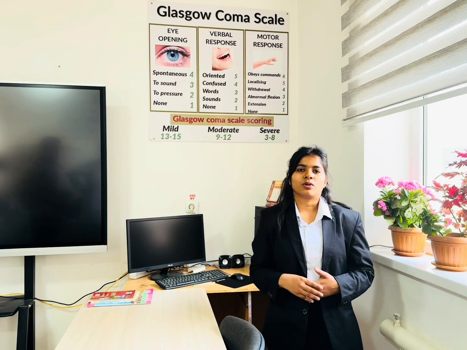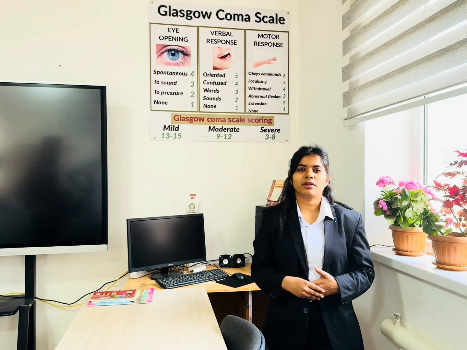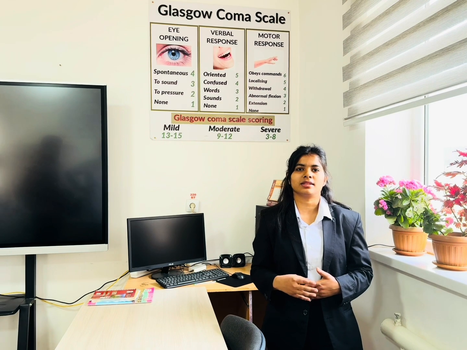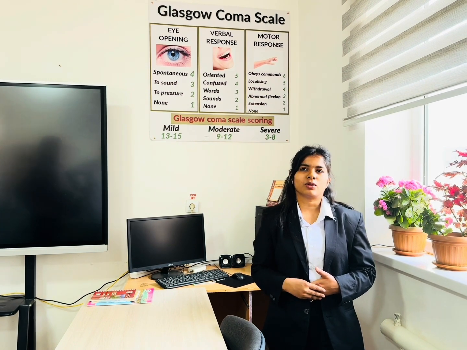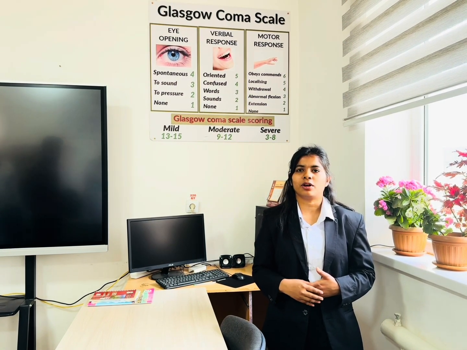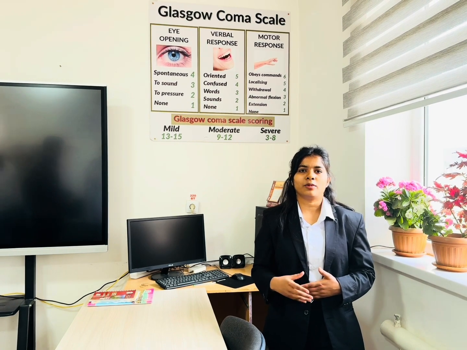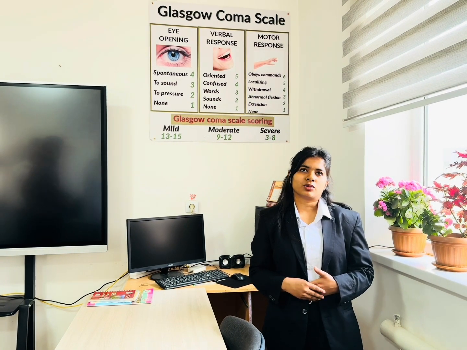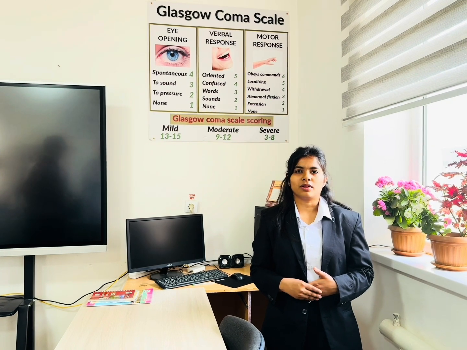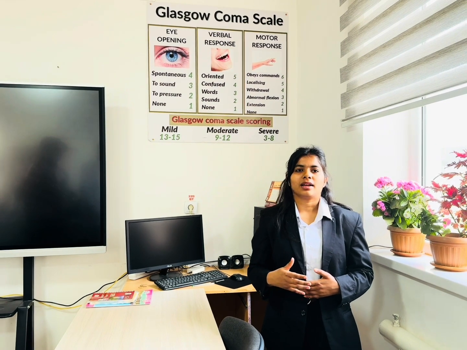the pain. Score 3 is given for abnormal flexion, in which the patient flexes his arm abnormally. Score 2 is given for abnormal extension, in which the patient extends his arm in an abnormal manner. And score 1 is given for non-response, in which the patient does not respond to any kind of stimuli and does not move his arm or make any kind of movement.